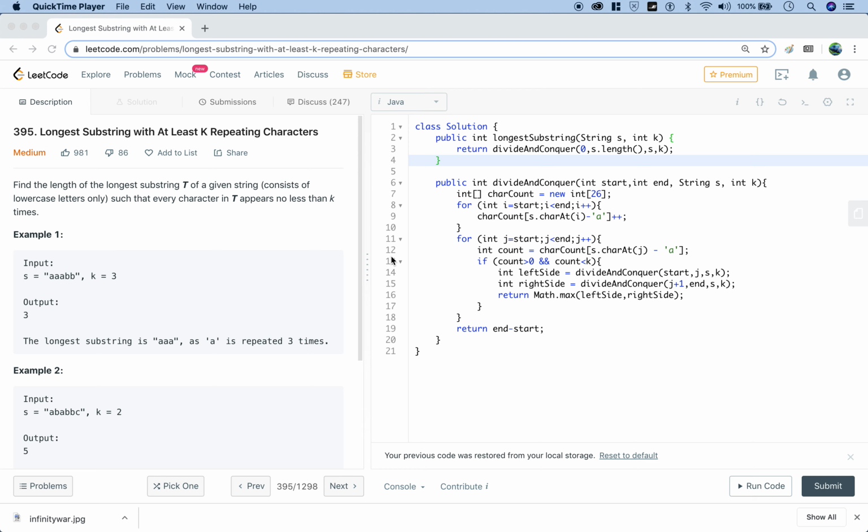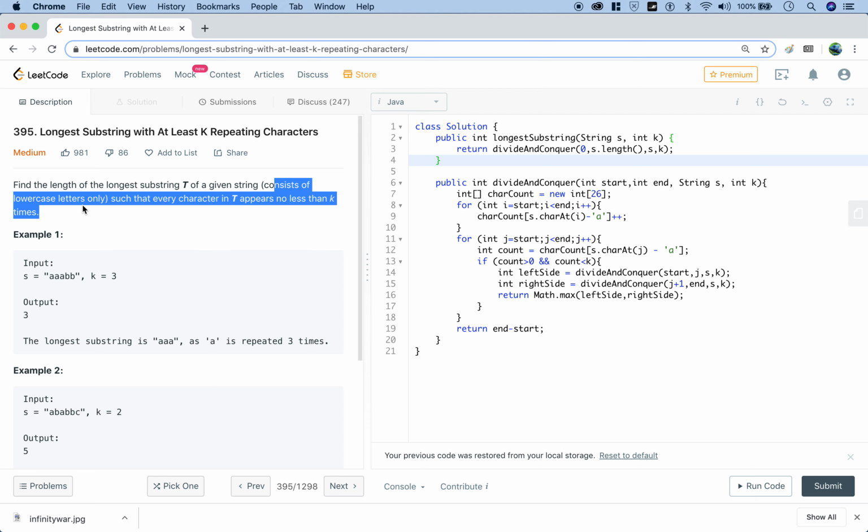Today I'm going to go over LeetCode problem 395, finding the longest substring with at least k repeating characters. So the instructions are as follows. Find the length of the longest substring t of a given string that consists of lowercase letters only, such that every character in t appears no less than k times.